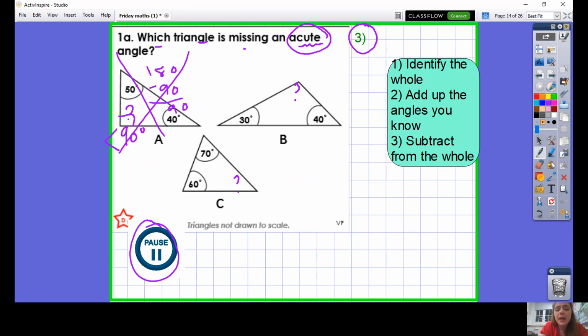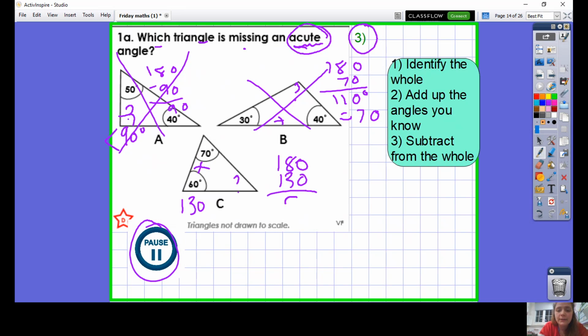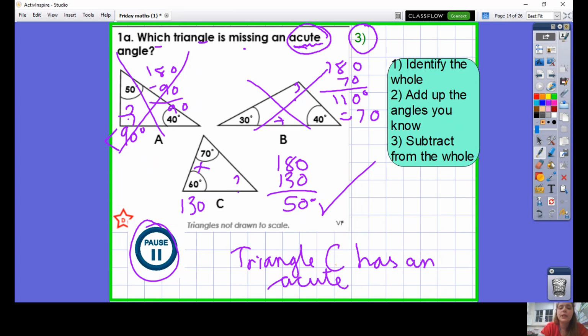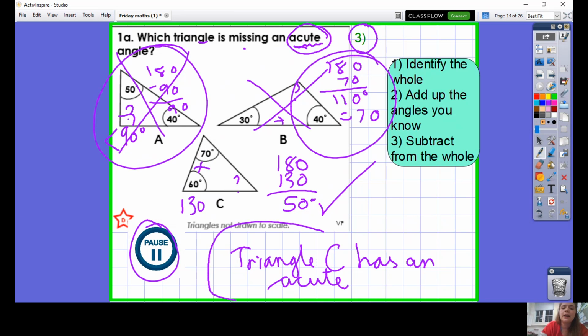Okay, let's try this one. 30 add 40 is equal to 70. 180 take away 70 is 110. Is 110 degrees an acute angle? Well done if you said no, it's not less than 90. So finally, your last one. 60 add 70 is 130 degrees. 180 take away 130 is 50. Is 50 an acute angle? Yes. Well done. You should have written as a sentence, triangle C has an acute angle. It was the only one with an acute angle. Well done for this question if you had all of your calculations and your final answer saying triangle C. Good job.